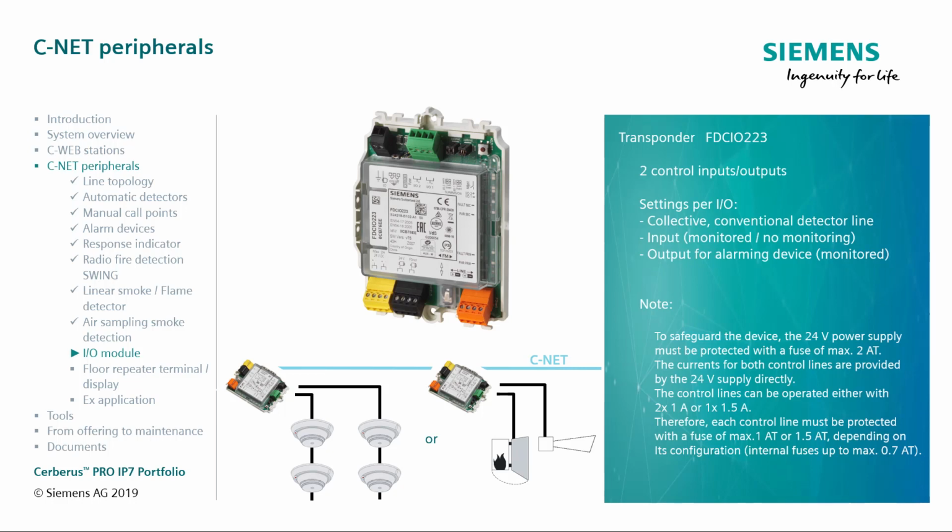Please keep in mind, to safeguard the device, the 24-volt power supply must be protected with a fuse of max 2 AT. The control lines can be operated either with two 1A lines or one 1.5A line, protected with separate fuses. The device contains internal fuses up to 0.7 AT.